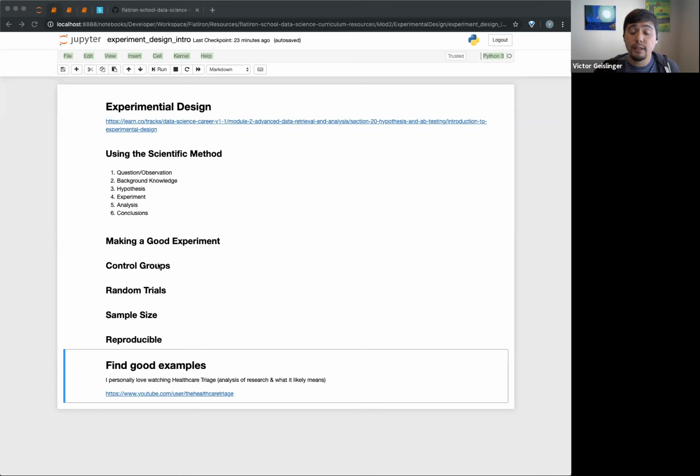Sometimes random trials are not done. For example, there's something called a representative sample, but random trials are usually the gold standard. We like to have a random set, but there are other methods of getting the data. So just because it's not random doesn't necessarily mean that it's no good.